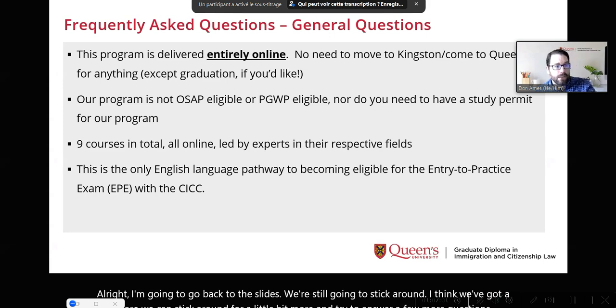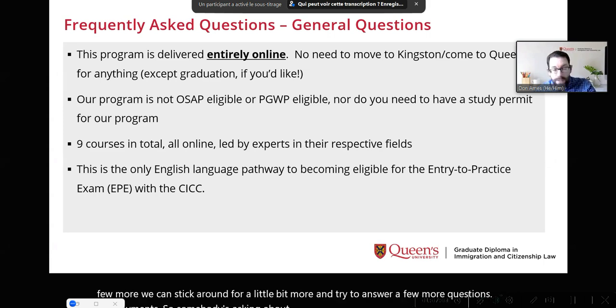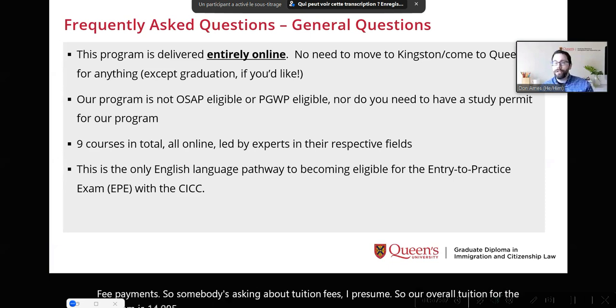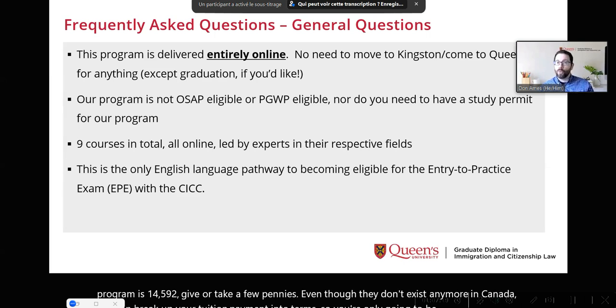Fee payments. Somebody's asking about tuition fees, I presume. Our overall tuition for the program is $14,592, give or take a few pennies, even though they don't exist anymore in Canada. You can break up your tuition payment into terms, so you're only going to be paying for what you're enrolled in.